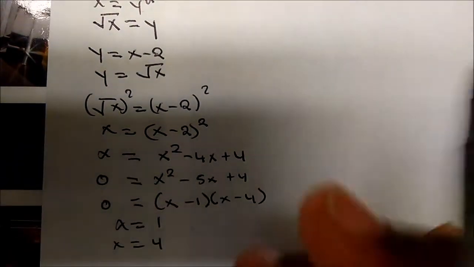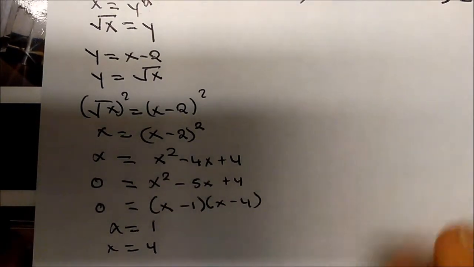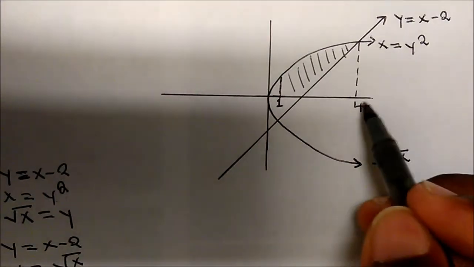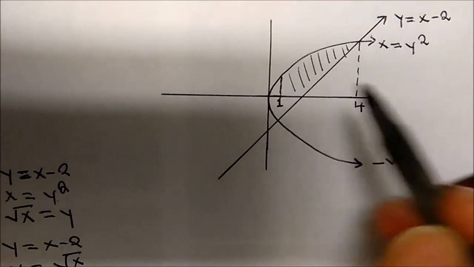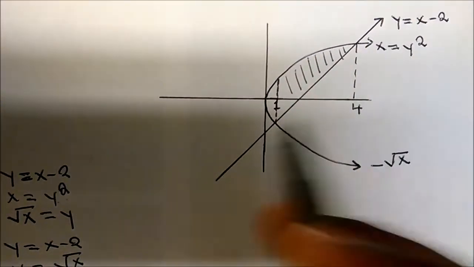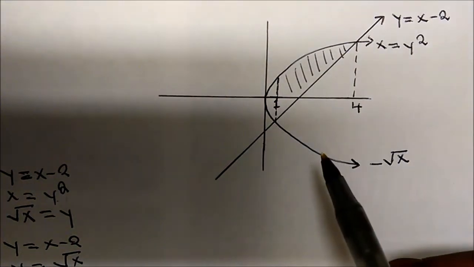So these are our two limits of integration. So if you want to integrate with respect to x, these are the values we use. Now, there's something interesting that occurs. Remember we said that our limits of integration with respect to x are x is equal to 4 and x is equal to 1. Well, look here. At x is equal to 1, the limits of integration actually switch.